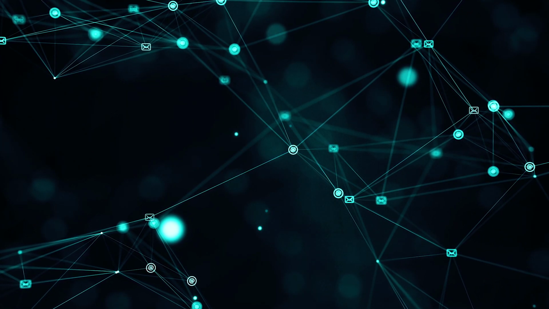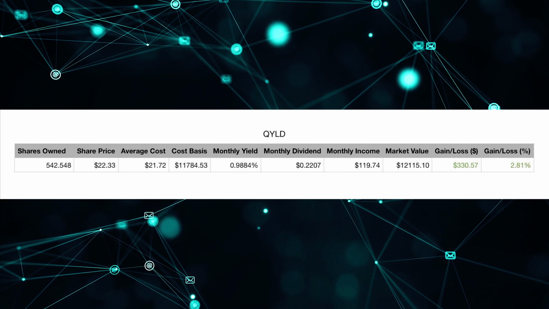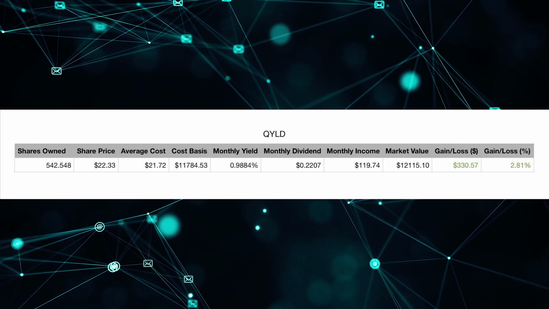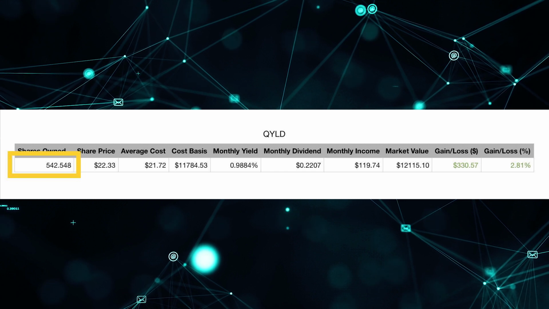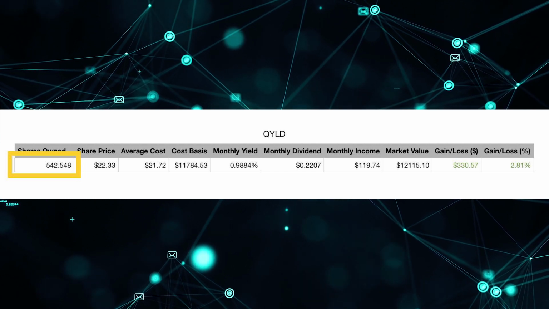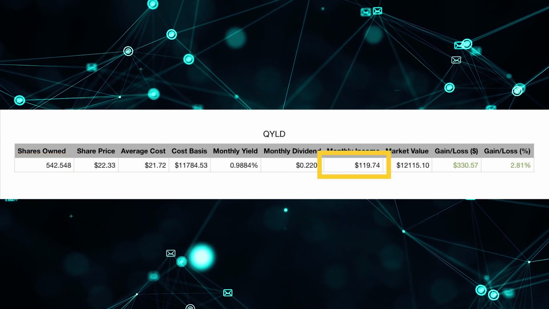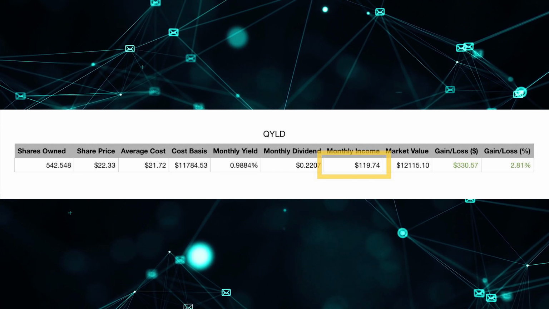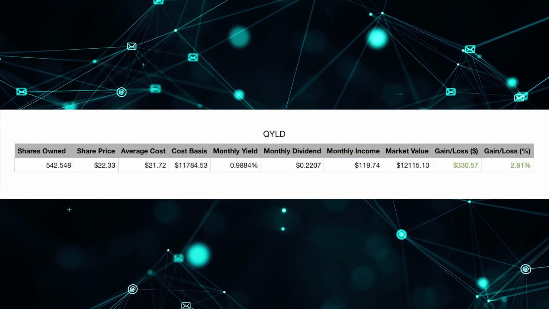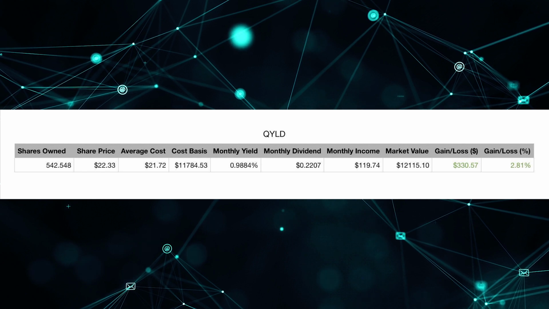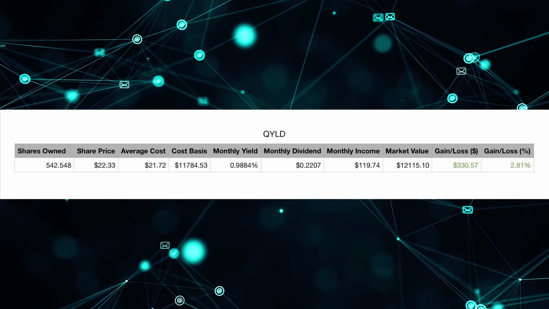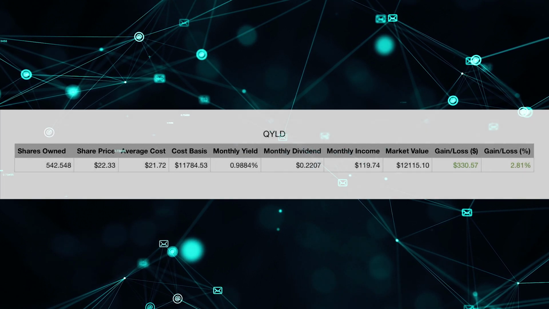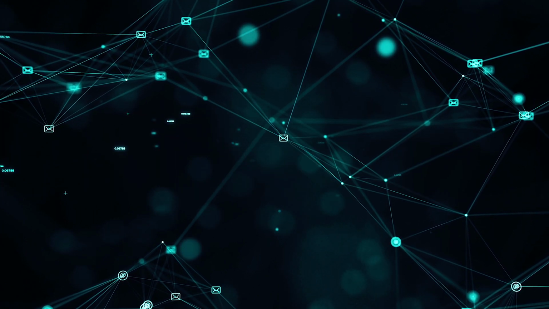Alright, with that said, I'd like to show you my own QYLD position. I currently own 542 shares of the income ETF, and that brings in around $119 each month. I usually reinvest a portion of that distribution back into QYLD in order to gradually keep that passive income flow growing.